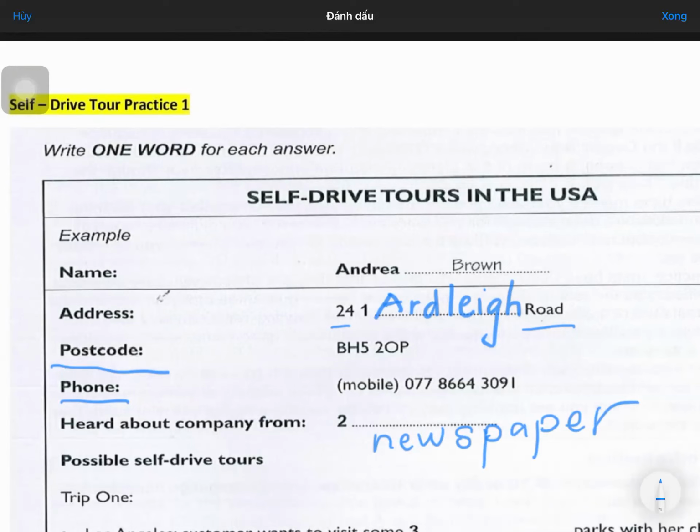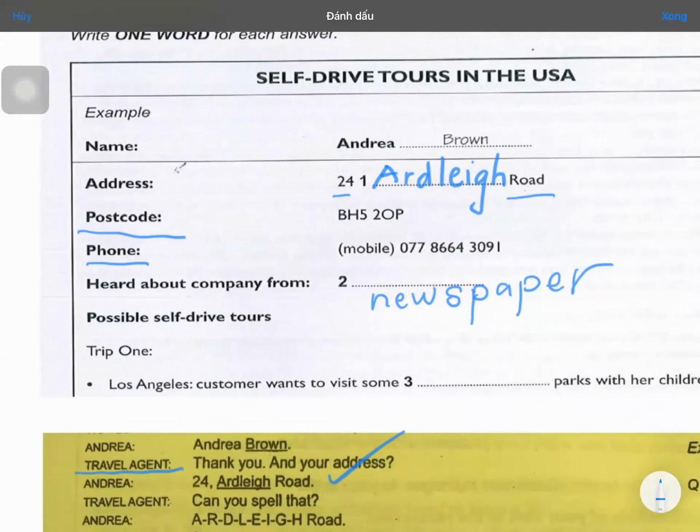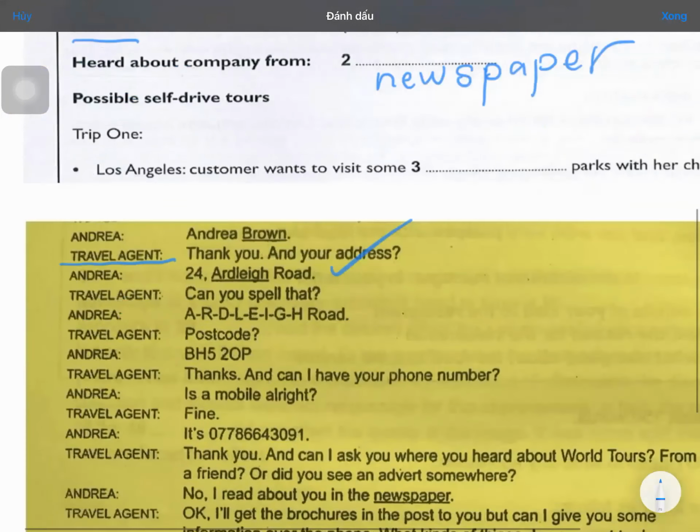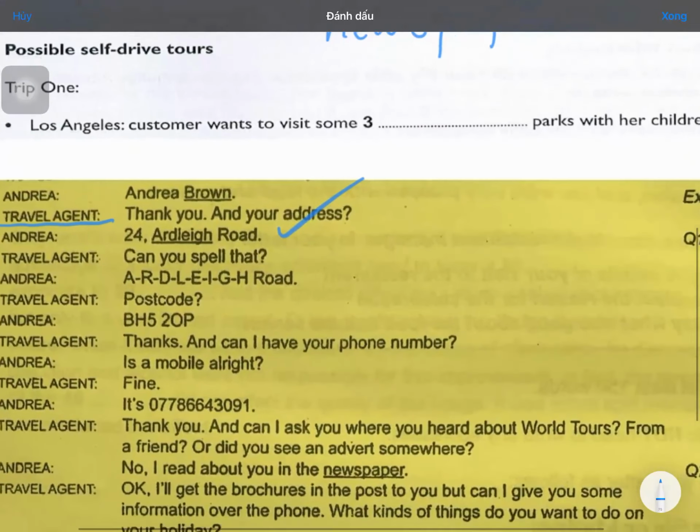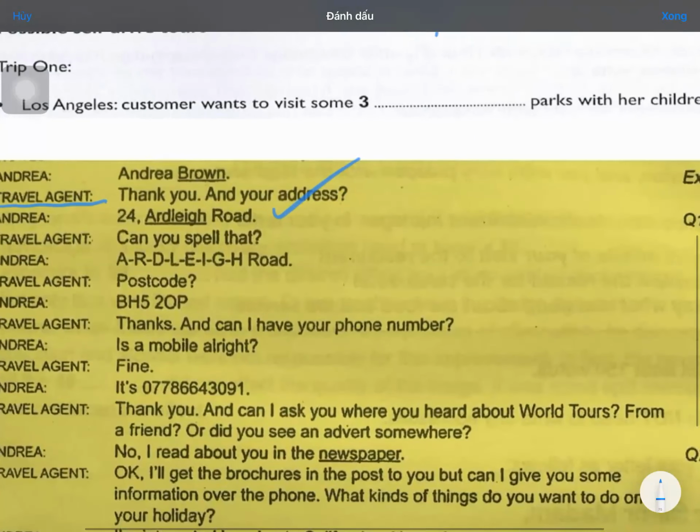People may hear about a company from a friend, a relative, or, but here, the man asked, where you heard about World Tours. World Tours is the name of the travel agency, and the man is an agent there. Or did you see an advert somewhere? And the lady said that I read about you guys in the newspaper. So newspaper is a correct answer.